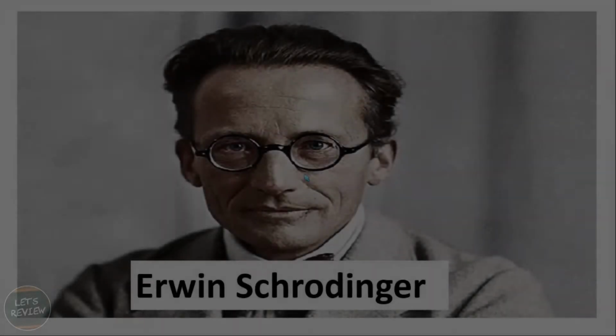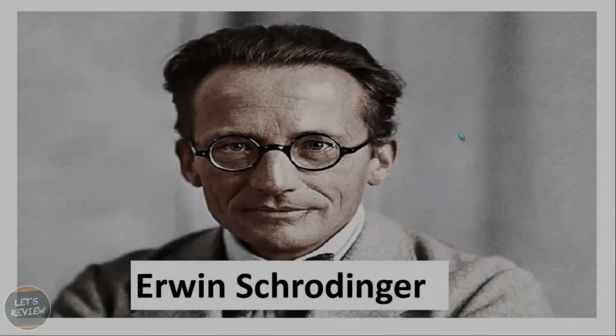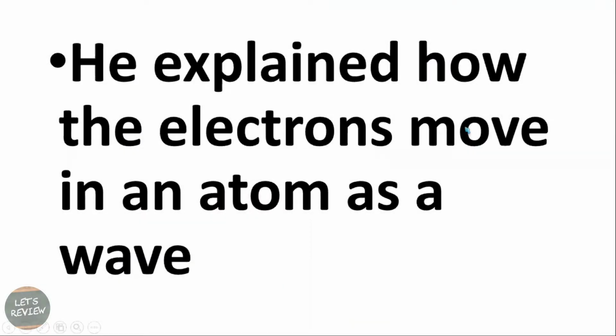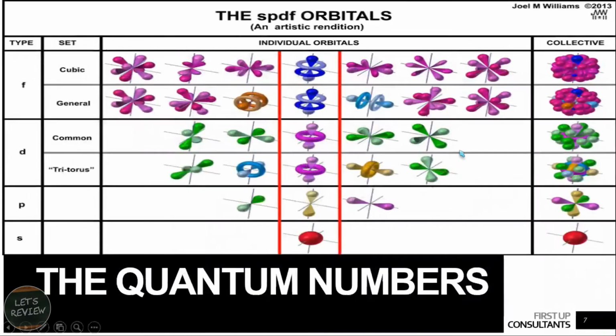Hi there, I want you to meet Erwin Schrödinger because he is the one who explained how the electrons move in an atom as a wave. Remember that. So, therefore, we're going to focus now, as part of our review, on the quantum numbers.